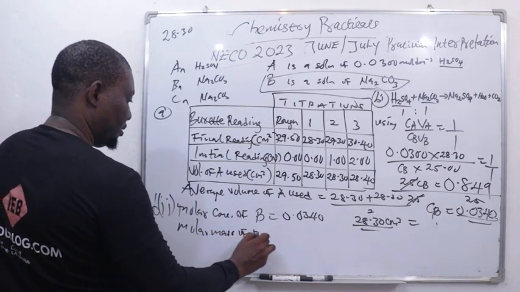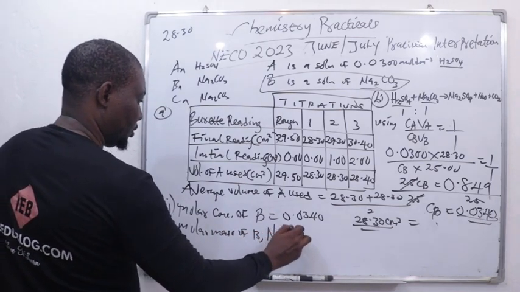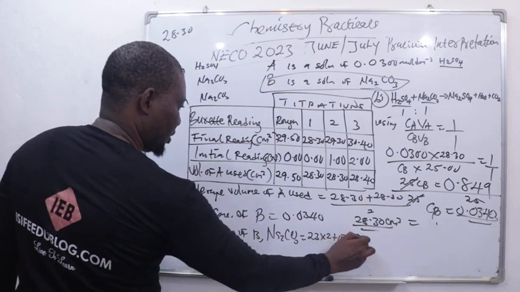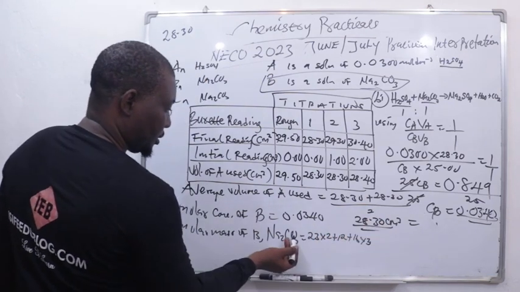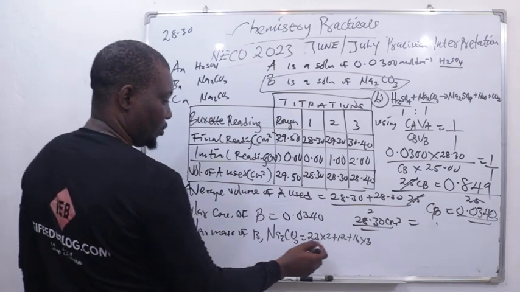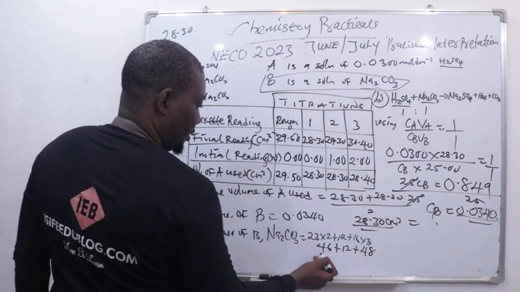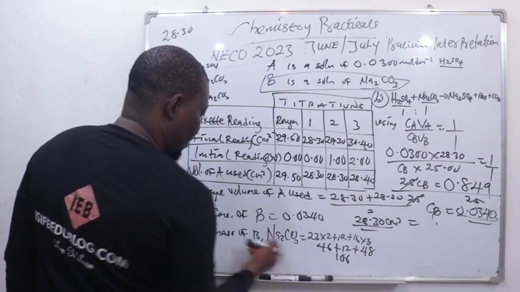The molar mass of B, B is Na2CO3, which is 23 times 2 plus 12 plus 16 times 3. 16 is the atomic mass of oxygen. So here we have 46 plus 12 plus 48. Altogether we have 106. So that's the molar mass of this.